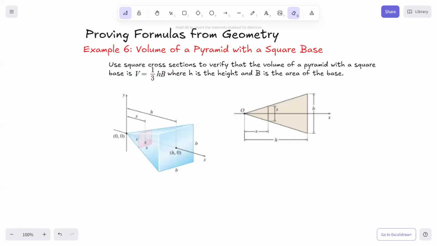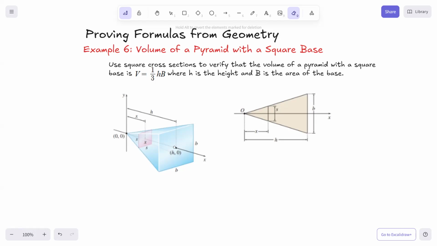Hey guys, Mr. Antonucci here, and we're going to use calculus this time to prove the volume formula for a pyramid with a square base. So we're going to use cross sections here, and the volume formula is 1/3 height times capital B, where H is the height and capital B is the area of the base.